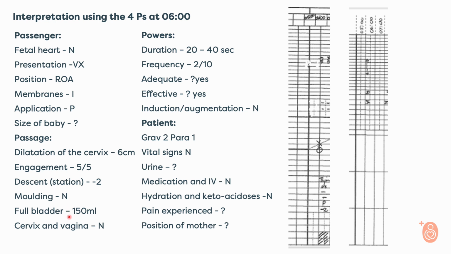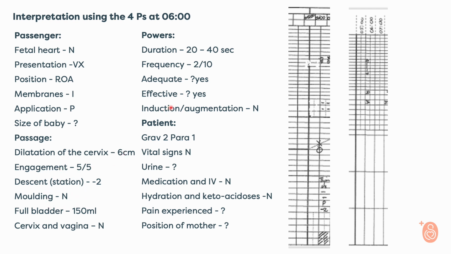The patient has passed 150 mils of urine that we don't see recorded here on our Partograph, but now we must make 100% sure. Two hours ago she passed 200 mils, and now she has passed 150 mils, which seems kind of normal. So just make 100% sure that the bladder is not full. So when we look at the passage, we feel better in the sense that the patient has progressed a little bit, but the head for some reason is still very high.